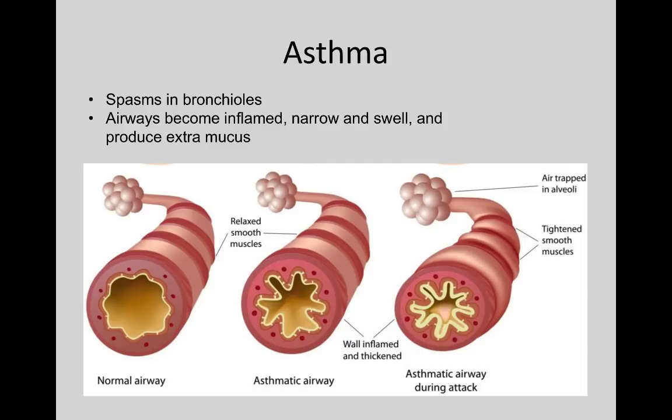Some of you may have asthma and had to deal with the spasms that occur in your bronchioles. It can be scary depending on the severity of the attacks. The smooth muscle around the bronchioles contracts and constricts your airways. The airways can also become inflamed, narrower, and produce mucus, making breathing difficult.